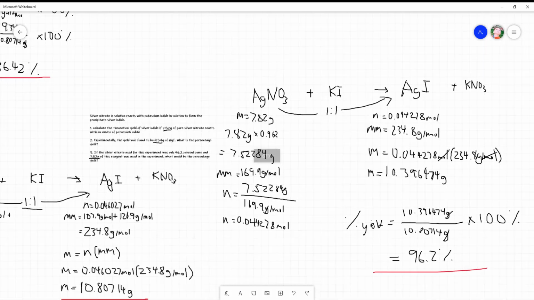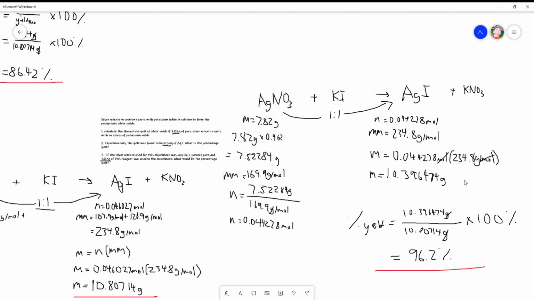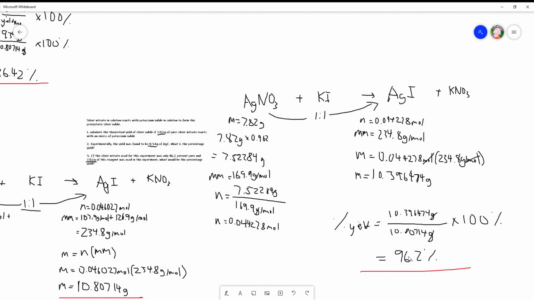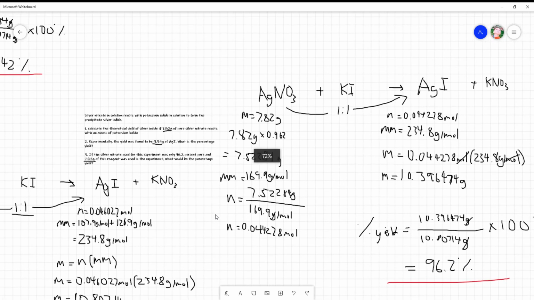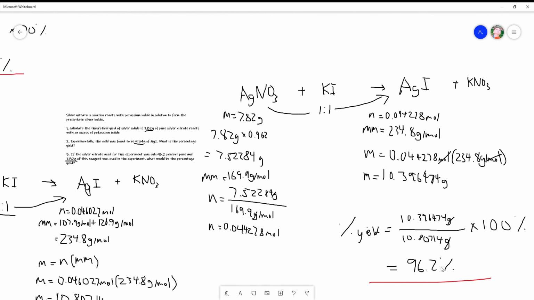And looking at this question, we didn't actually have to do any of this work to find the percentage yield, because notice that the percentage yield is the same percentage as the percent pure of silver nitrate. And this is because, assuming that there's no other factors that affect the percentage yield, this is how much of the silver nitrate will be turned into the silver iodide.